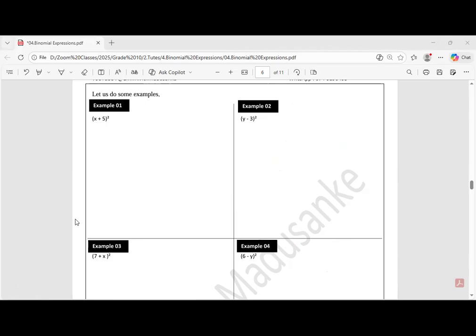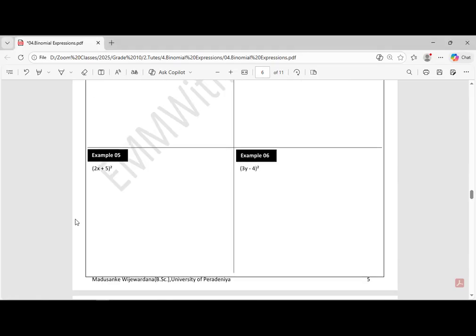Next we have somewhat advanced questions. I will explain example 5 and 6 on the board as well. So please try to do example number 5 and example number 6.